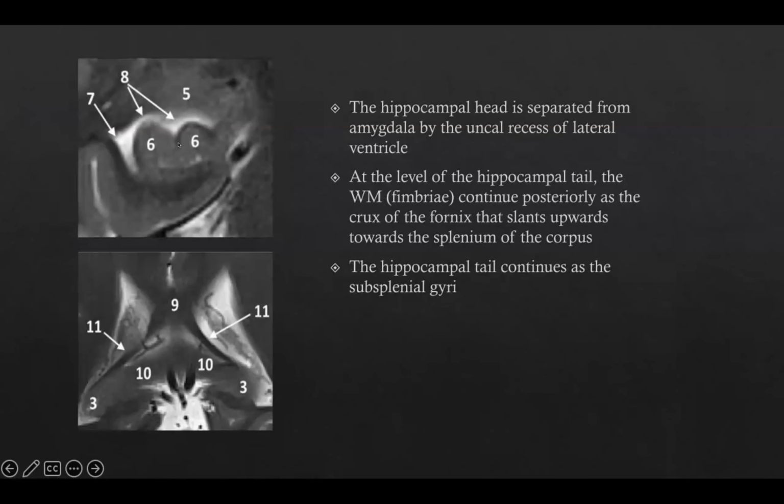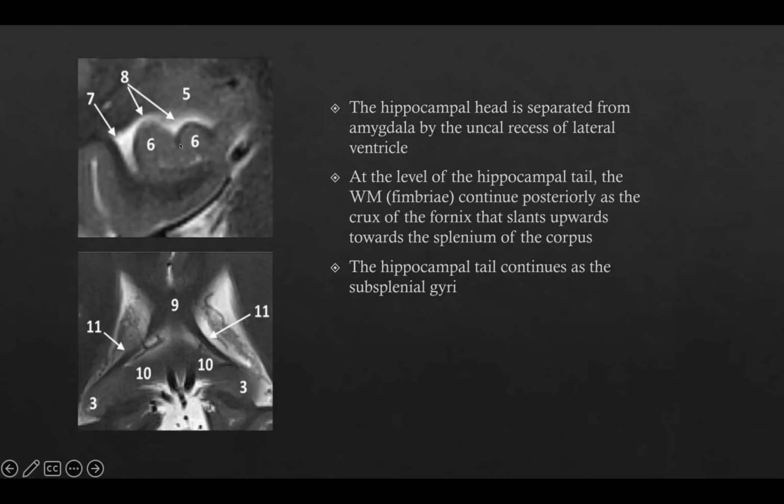At the tail, this is where usually there will be these convolutions, 3 to 5 in number, of the digitationes hippocampi, only at the tail. And it is separated from the amygdala by the uncal recess of the temporal horn of the lateral ventricle. Just next to it, surrounding it, is the parahippocampal gyrus, and it has a collateral sulcus just next to it. More medially, we have the brainstem structures.